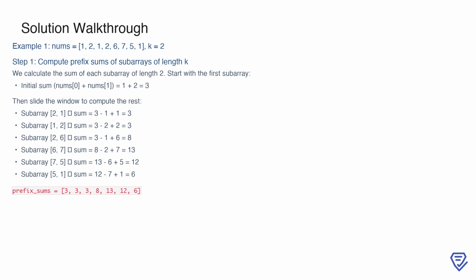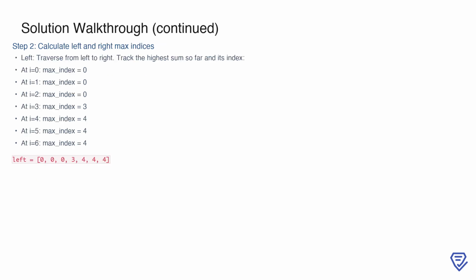This array allows us to efficiently reference the sum of any subarray of length k as we move forward. Next, we calculate the left max indices array by traversing the prefix_sums from left to right. This array helps us track the index of the maximum sum subarray seen so far at each position. Starting at i equals 0, the maximum sum is at index 0. As we move through the array, the maximum sum remains unchanged until i equals 3, where we find a larger sum at index 3. From this point, the maximum sum shifts to index 4, and it remains there until the end of the array. The resulting left array is 0, 0, 0, 3, 4, 4, 4.